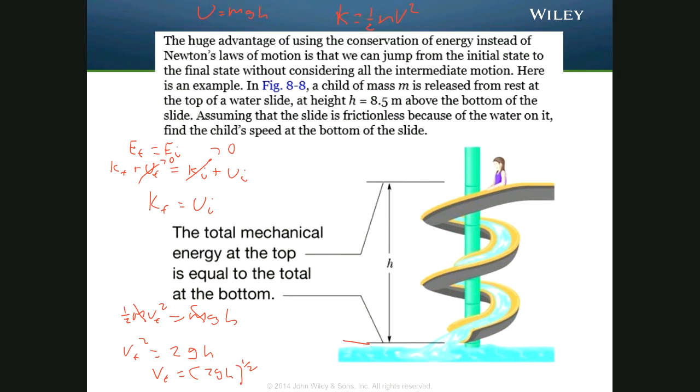U is the potential energy. Yes, it's the gravitational potential energy. So I should probably write a G up here. Good, no problem. All right.